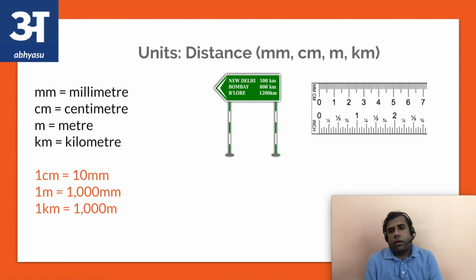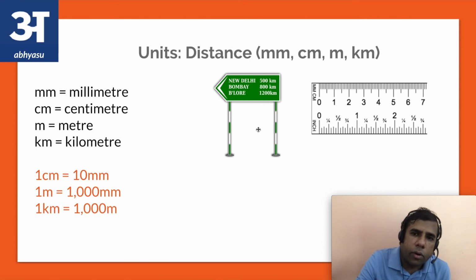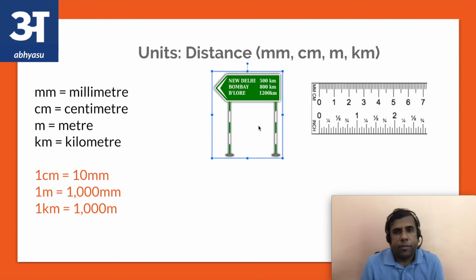Let's look at how large numbers appear to us in practice. For that, we'll look at some of the units, right? So there are units of distance, which will be millimeter, centimeter, meter, and kilometer. We have seen some of this in practice. When you are going on the highway, you will see some of the names of the cities mentioned and their distance, like New Delhi 500 kilometer, Bombay 800 kilometer, etc.